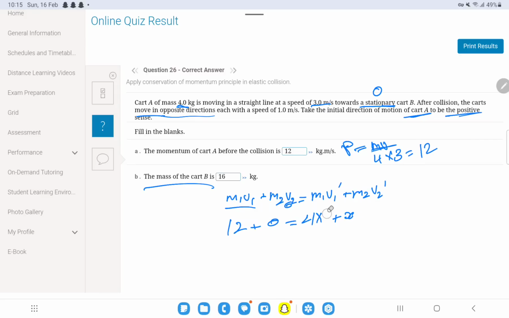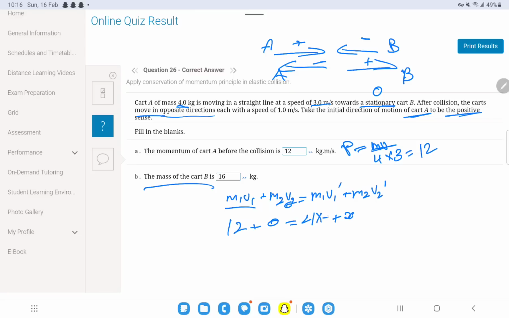Sorry. So after collision, cart A is moving this way, and cart B is moving this way. So after the collision, cart A moves to the left instead of the right, and cart B moves to the right. So since A in the beginning is the positive sense, cart B after the collision moves in the positive sense, and B in the beginning moved in the negative sense. So A after the collision is moving in the negative sense.